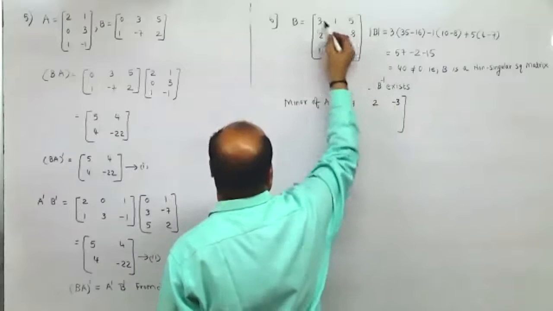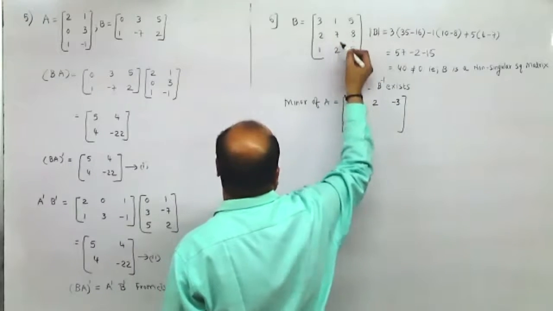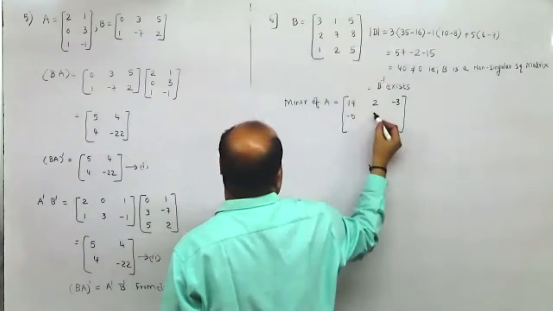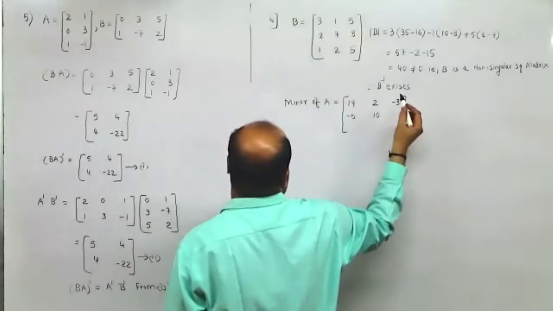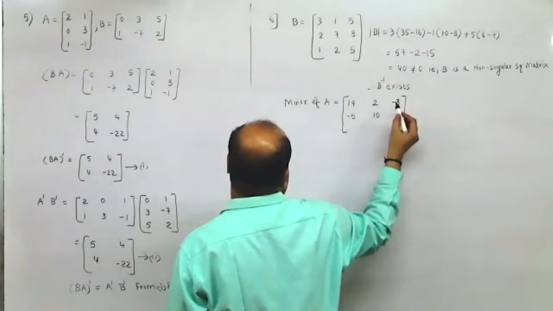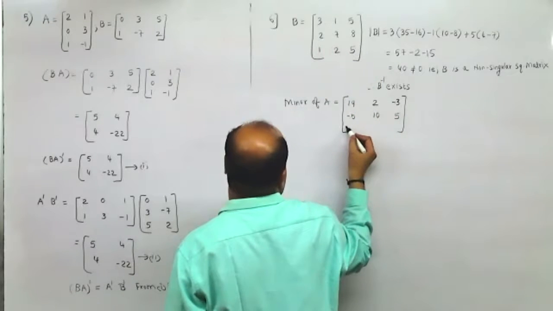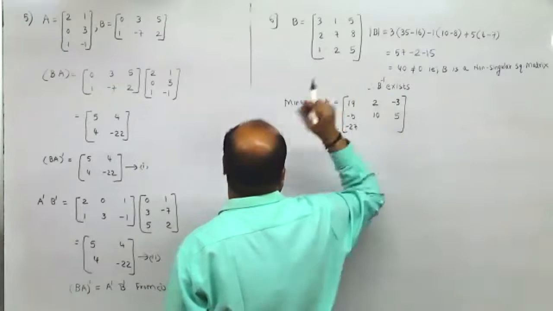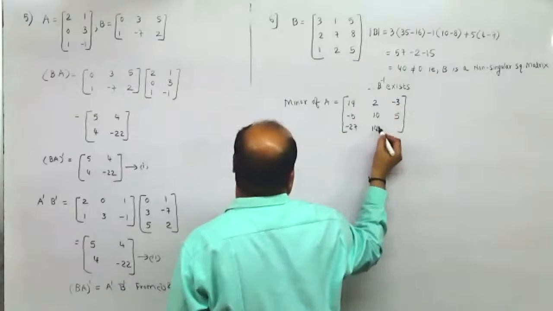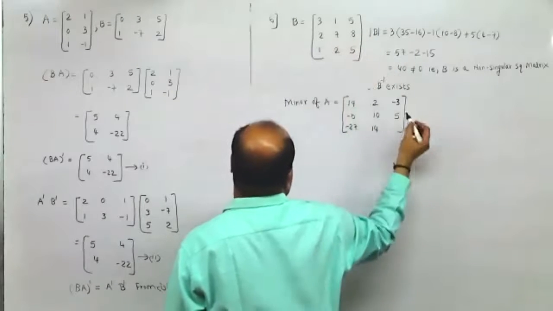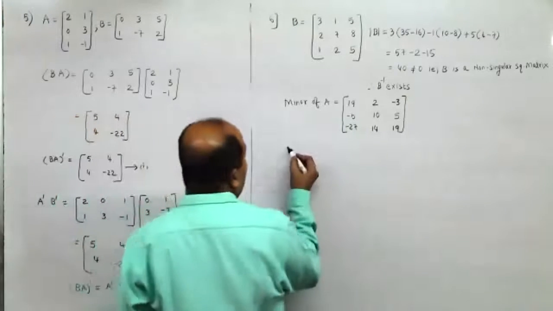Instead of this 2, we'll say it is 5 minus 10, which is minus 5. Instead of this 7, we'll say it is 3 into 5, 15 minus 5, 10. Instead of this, you'll say it is 6 minus 1, which is 5. Then instead of this element, we'll say it is 8 minus 35, which is minus 27. Instead of 2, we'll say it is 24 minus 10, which is 14. Instead of 5, we'll say it is 21 minus 2, which is 19. This is minor of A.